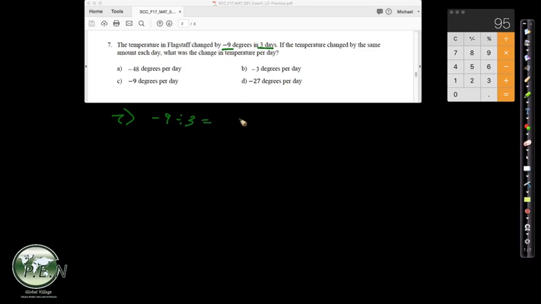9 divided by 3 is 3. A negative divided by a positive is negative. And again, really that's our only choices. They're all negatives, but it would be -3. Notice D is if you mistakenly multiplied instead of divided. 9 is if, C is if it happened all in one day, and I'm not sure where A is coming from. Okay.